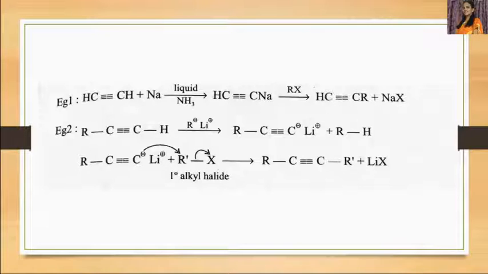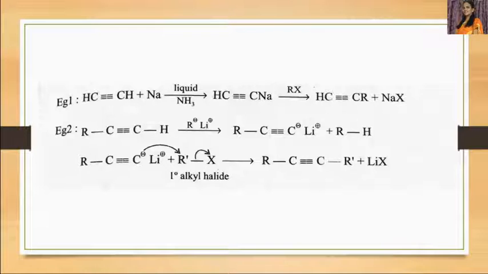Here we initially started with acetylene having only two carbons. Now we got an alkyne having more number of carbon atoms. It depends on the number of carbons present in this alkyl group. We will get the higher alkyne. Okay, higher alkyne is produced. Now let us see the specific example here, with RLi, with sodium and liquid ammonia.